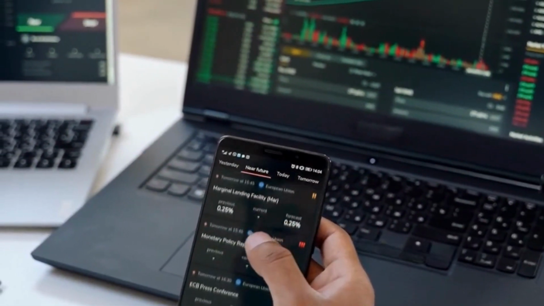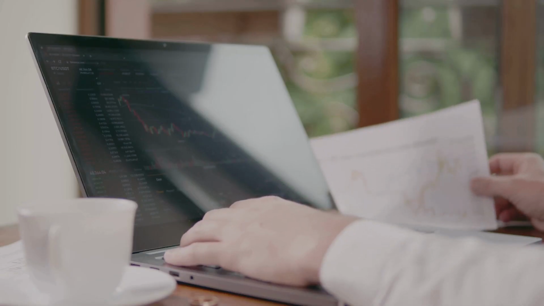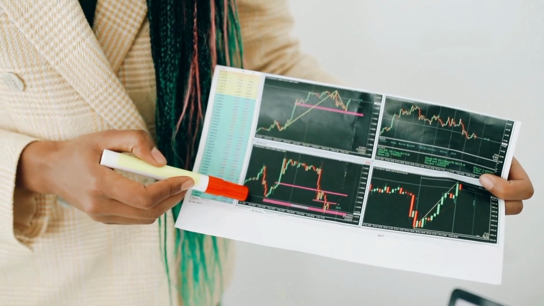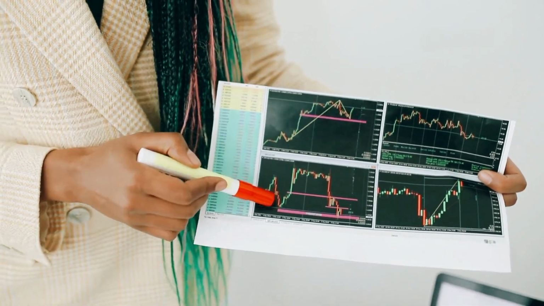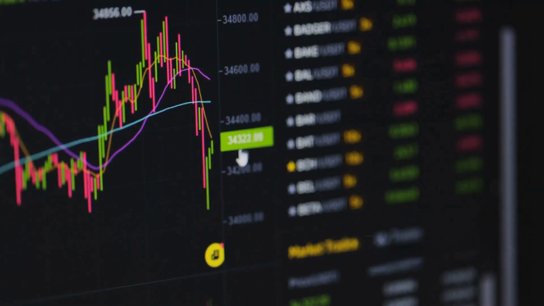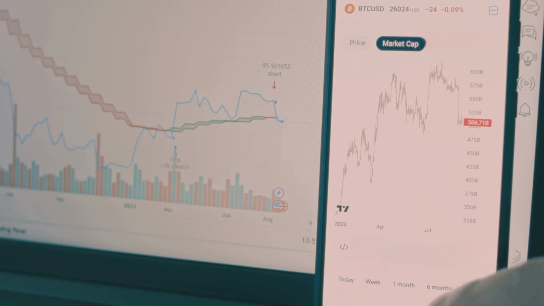So, what's next? Knowledge is only powerful when you apply it. I want you to go back to your charts, open them up and start identifying these levels. Practice drawing them. See how price has reacted to them in the past. The more you practice, the more intuitive this will become.